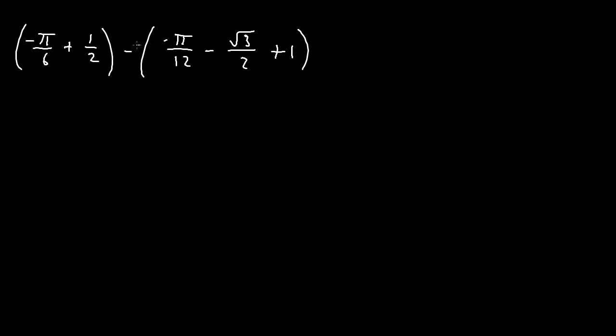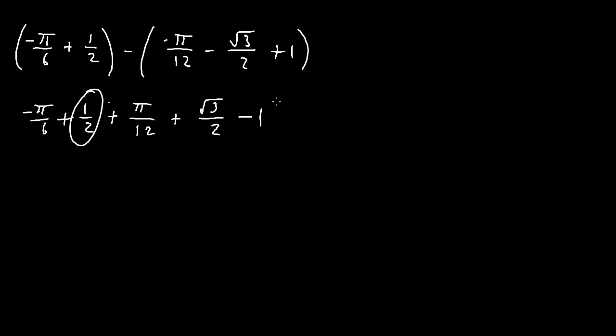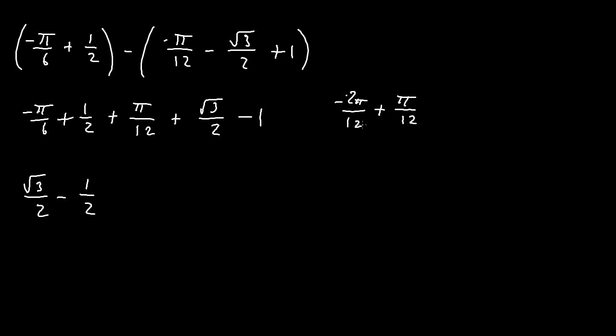Now if I go ahead and distribute the negative over to inside the parentheses, we'll get negative pi over 6 plus 1/2. And now distributing the negative, we'll get positive pi over 12 plus square root of 3 over 2 minus 1. So now 1/2 minus 1 is negative 1/2. I'll just go ahead and group that with the positive square root of 3 over 2. So we get square root of 3 over 2 minus 1/2. And I'll go ahead and group these two together. So then we have negative pi over 6 plus pi over 12. Now pi over 6 can be rewritten as 2 pi over 12. So negative 2 pi plus pi is negative pi. So then we get negative pi over 12.